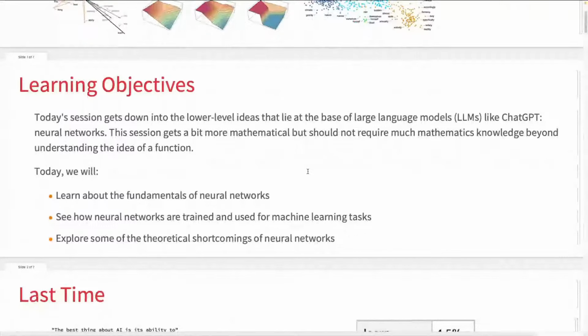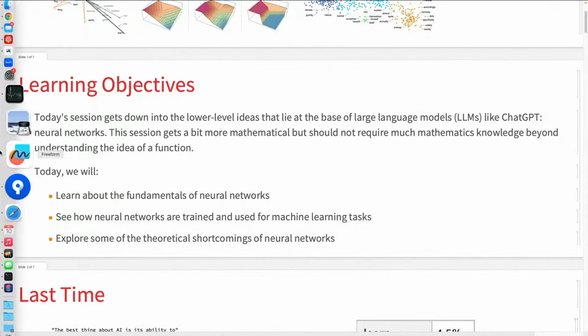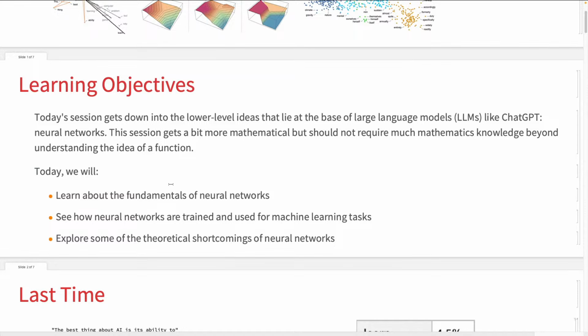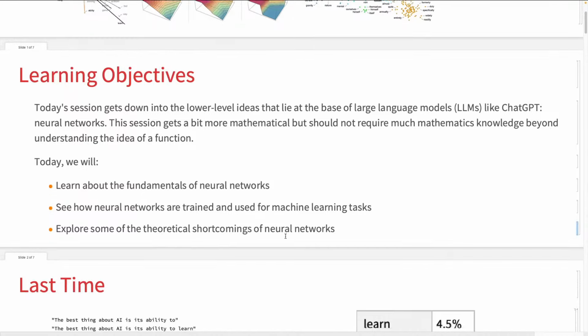So yesterday was pretty high level, and today we're going to go a little bit lower. We'll learn about the fundamental operations of neural networks. We'll see how they are trained and used for machine learning tasks, and explore at the end, just briefly, some of the theoretical shortcomings of neural networks.